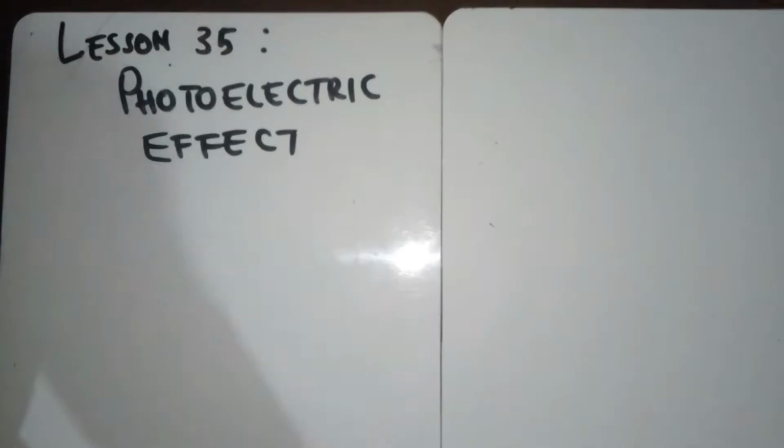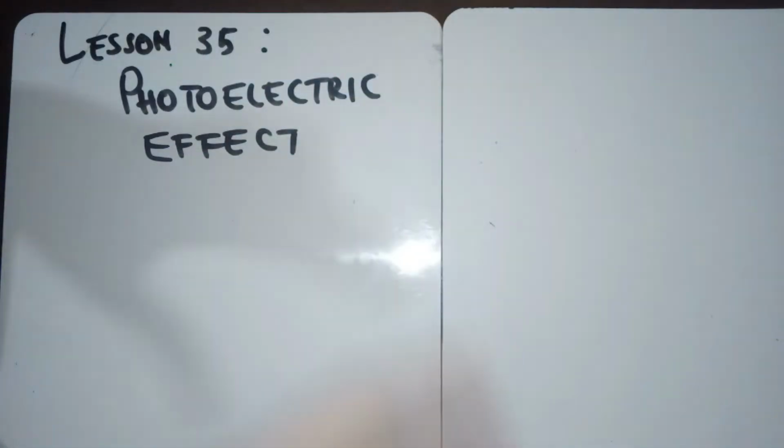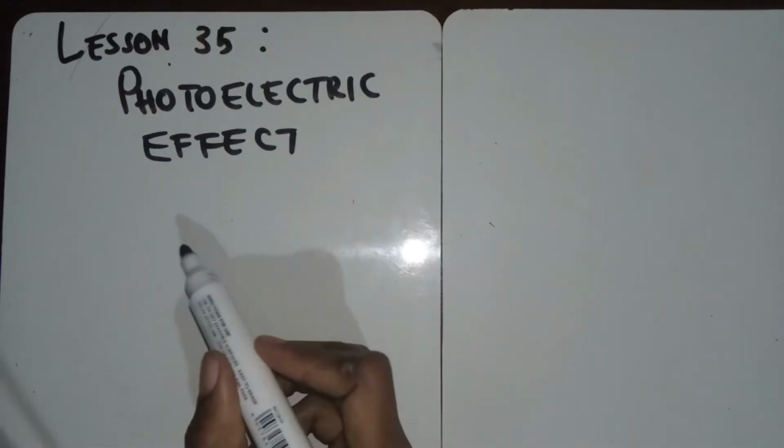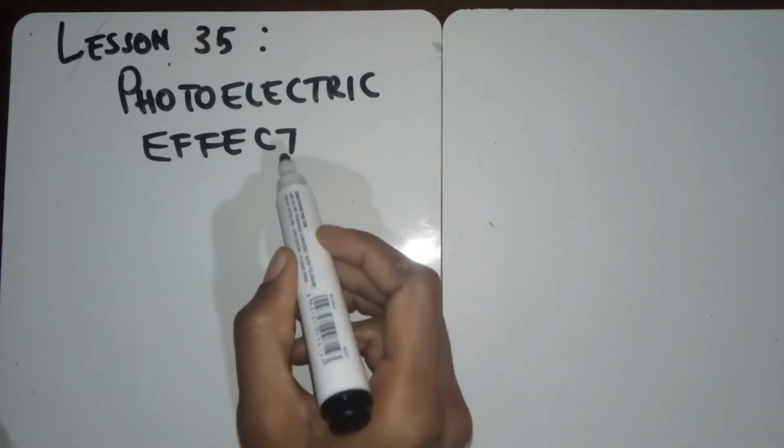Now we are actually moving on to a different topic. Previously we were talking about electrodynamics, and now we're moving our attention to the last topic for paper one, which is optical properties of matter. Our first discussion is going to be around the photoelectric effect.